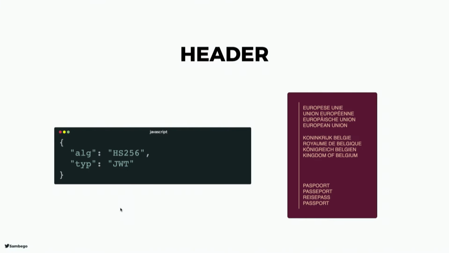Let's pretend that the header is the outside of my passport. I'm from Belgium. This is what's on the outside of a Belgian passport, saying it's a passport from Belgium in 4 different languages, because we're crazy. But basically, it's the same thing as the header of a JSON Web Token. It says what it is. It's a JSON Web Token signed with this algorithm.